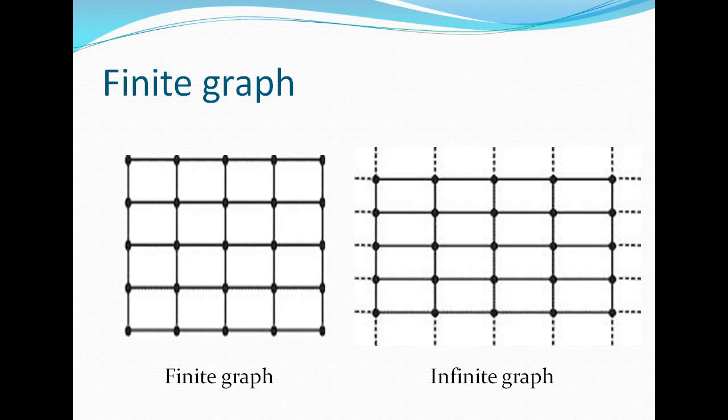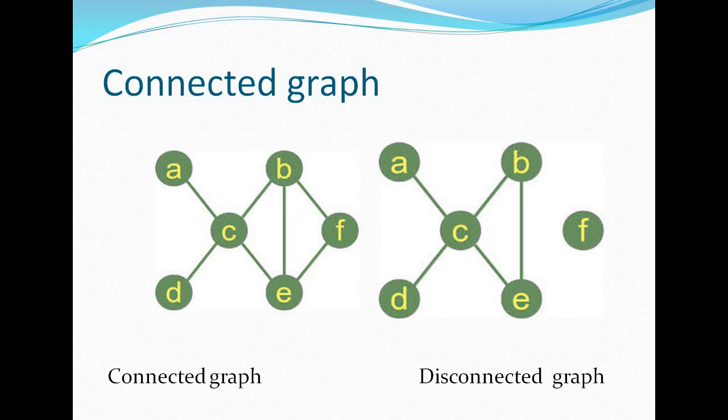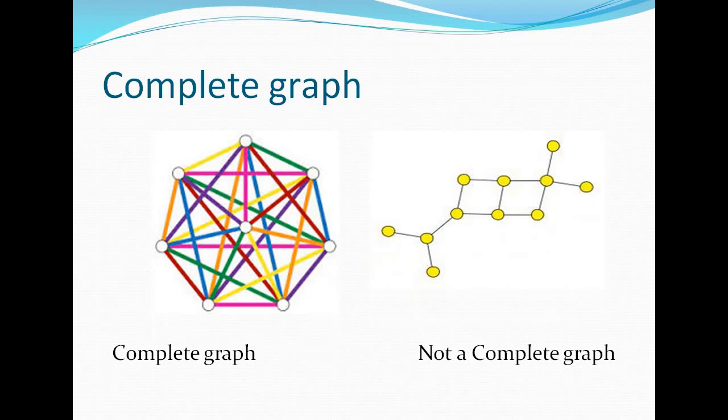Finite graph. If a graph contains only a finite number of vertices, then it is called a finite graph. The other one is a part of an infinite graph. If there is a path between every pair of vertices, then it is called a connected graph. The other graph is a disconnected graph because there is no path from the vertex F to any other vertices of the graph.